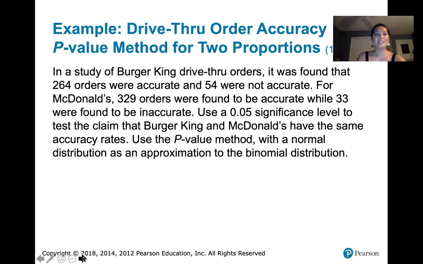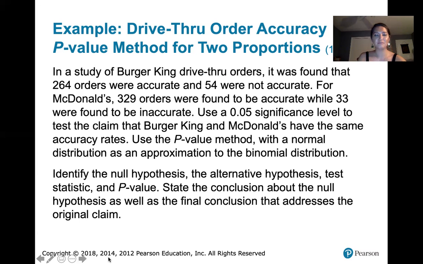It says, in a study of Burger King drive-through orders, it was found that 264 orders were accurate and 54 were not accurate. For McDonald's, 329 orders were found to be accurate, while 33 were found to be inaccurate. We're asked to use a 0.05 significance level to test the claim that Burger King and McDonald's have the same accuracy rates. We're asked to use the p-value method with a normal distribution as an approximation to the binomial distribution.